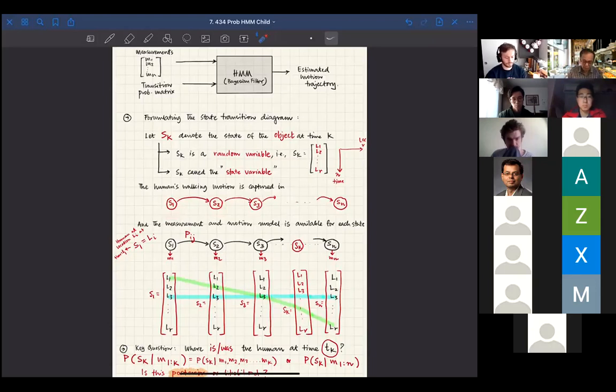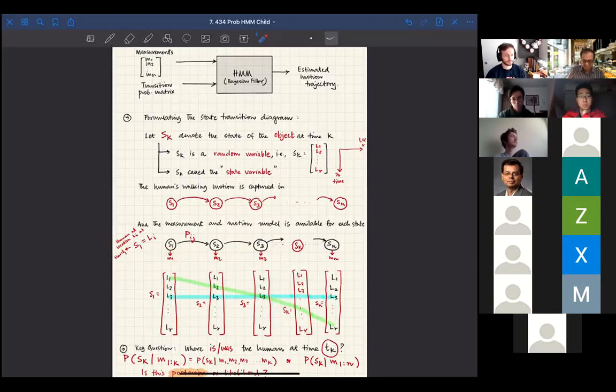Right? So at S1, what are the possible locations that this S1 variable can take? Well, it's all the locations that the user can be at. So S1 takes all these locations. S2 takes all these locations, and so on. And at every state, we have a measurement, M1, M2, M3, all the way till Mn.